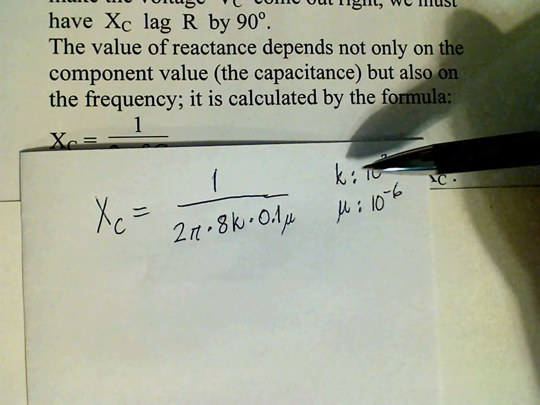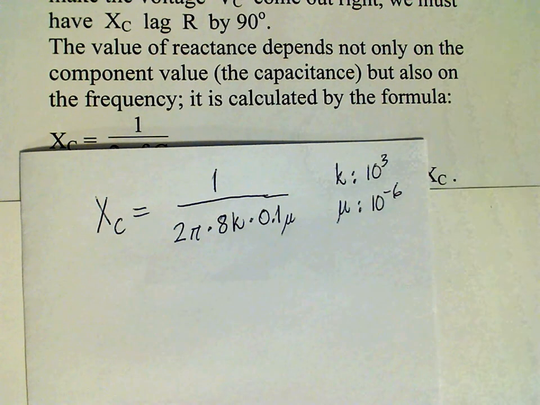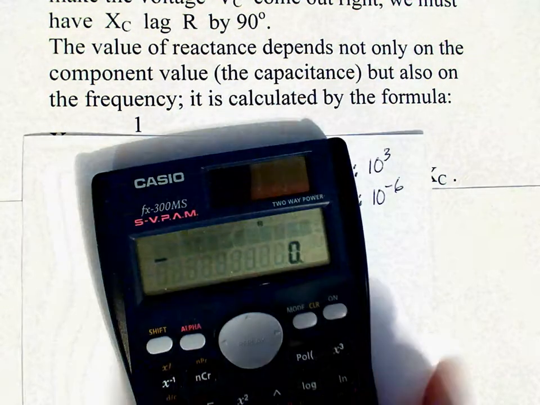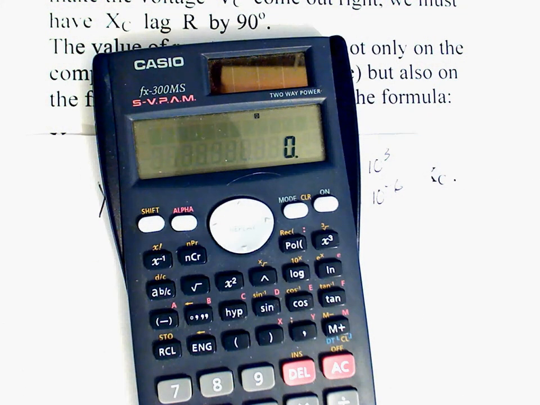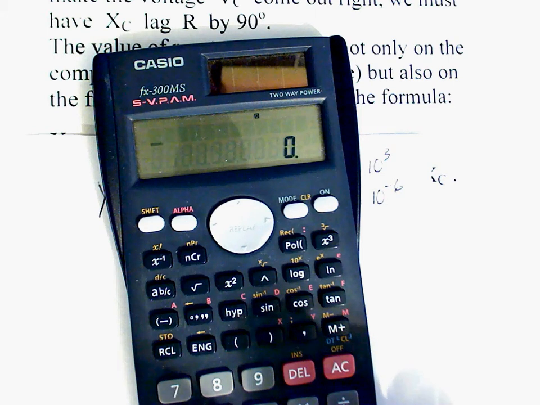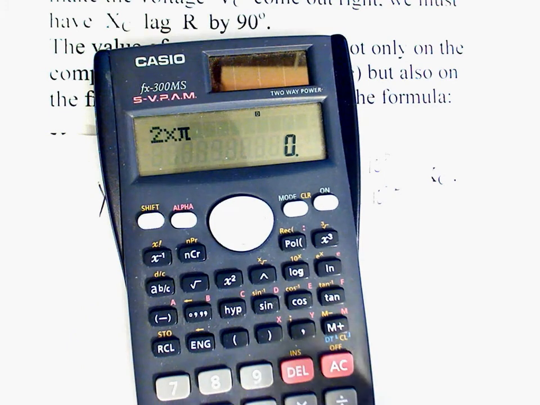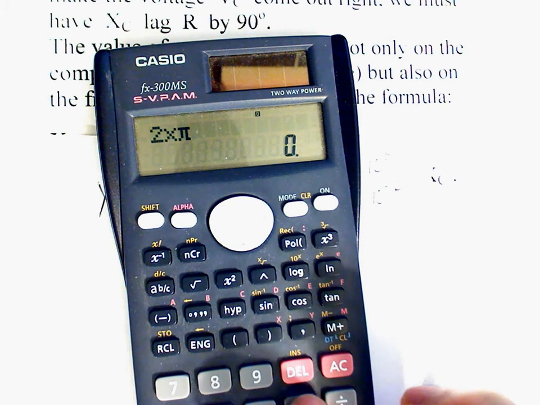Plugging into the formula and remembering that k represents 10 to the third and micro represents 10 to the negative 6, we can plug this into our calculator and get the answer. I'm going to calculate that denominator first and then take the reciprocal. That's easier and less prone to error. So here we go, 2 times pi. Your calculator should have a pi key, so you don't need to enter 3.14.